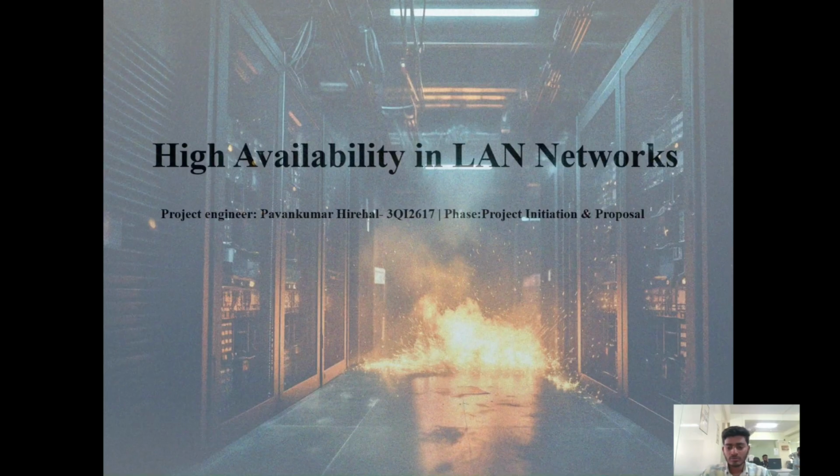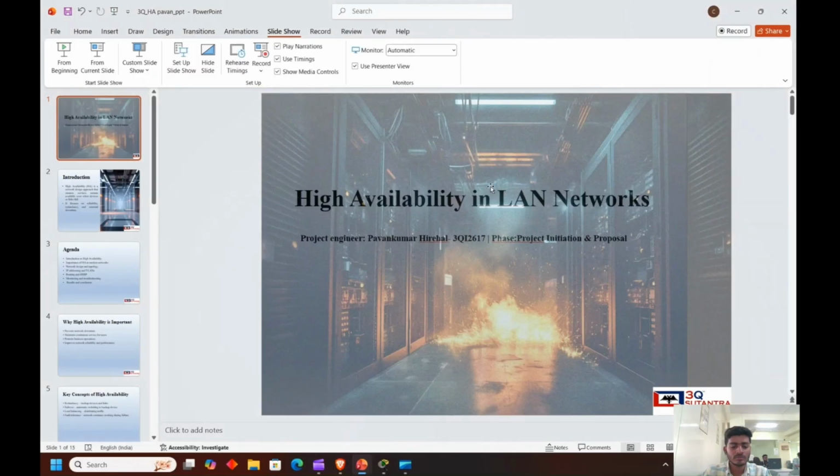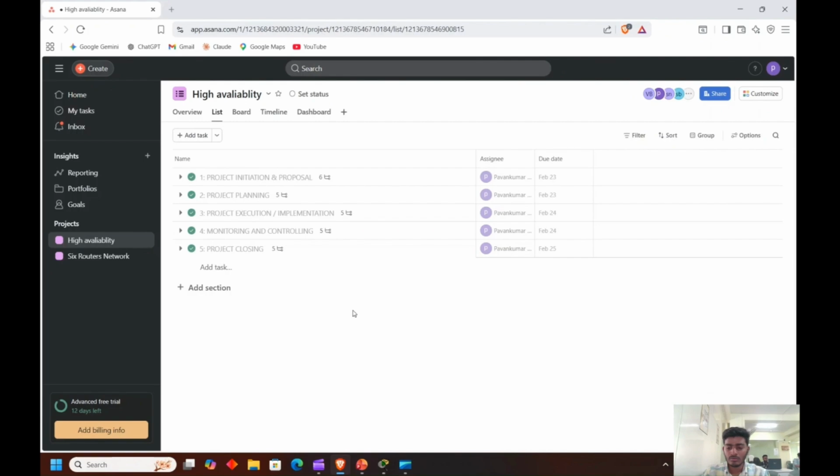Before starting the project, I planned everything using a Scrum board. I have used Asana to manage my tasks. Asana is a tool which can be used to manage projects, and I divided my work into five parts: project initiation and proposal, project planning, project execution, monitoring and controlling, and project closing.